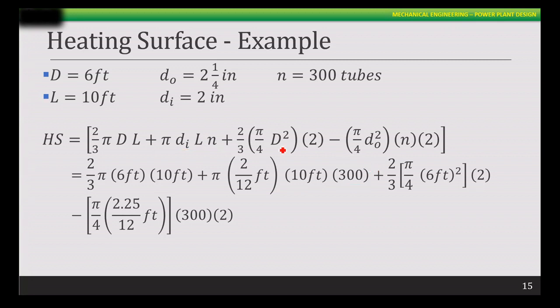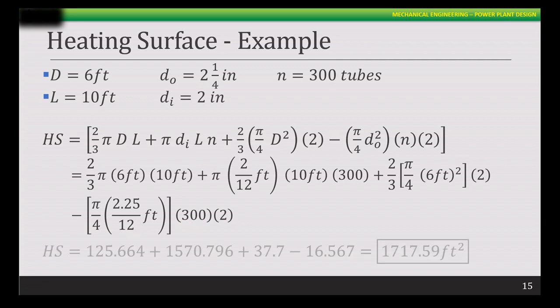Then 2/3 pi over 4, then D squared, D being 6 feet squared, times 2. Then we have pi over 4 D o, the outside diameter, which is 2.25, or 2 1/4. Divide that by 12 so everything is in feet. Then times 300 tubes, and then times 2. So we will get a total heating surface area of 1,717.59 square feet.